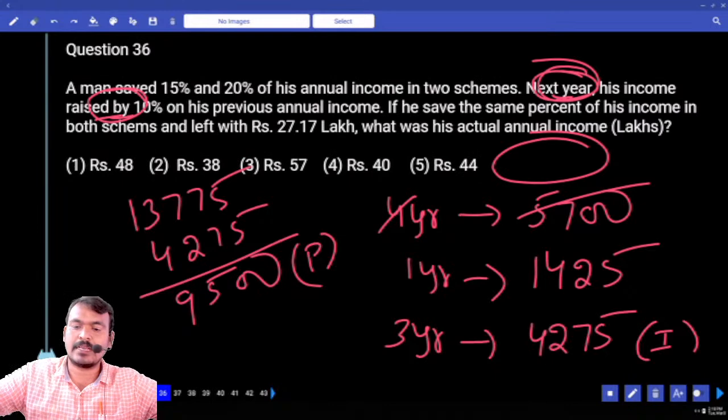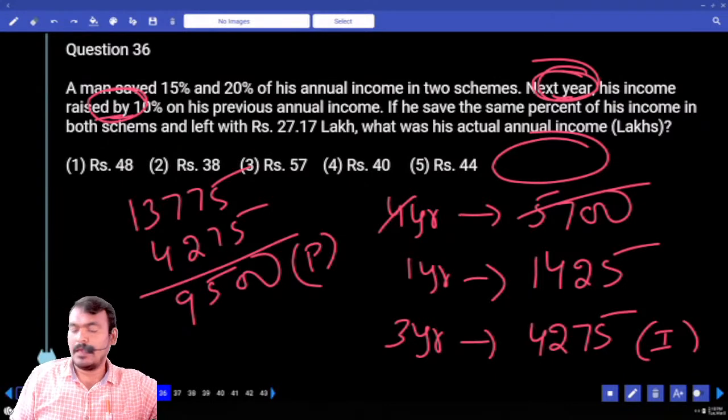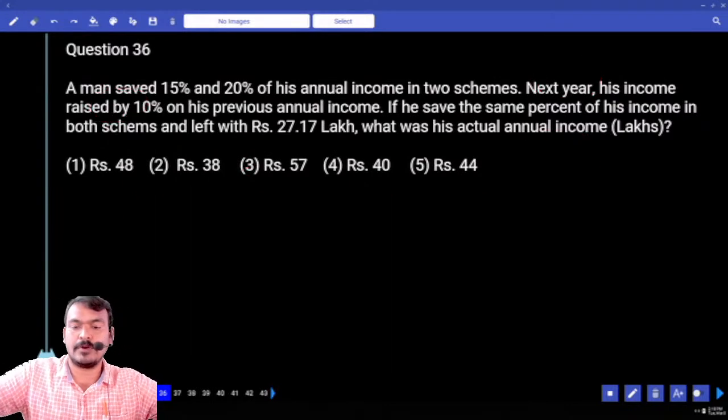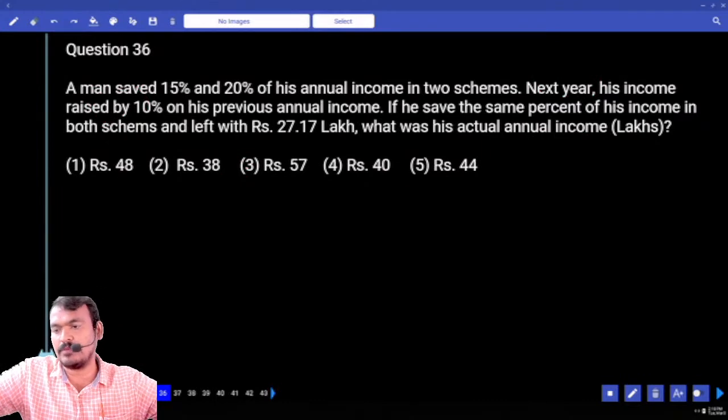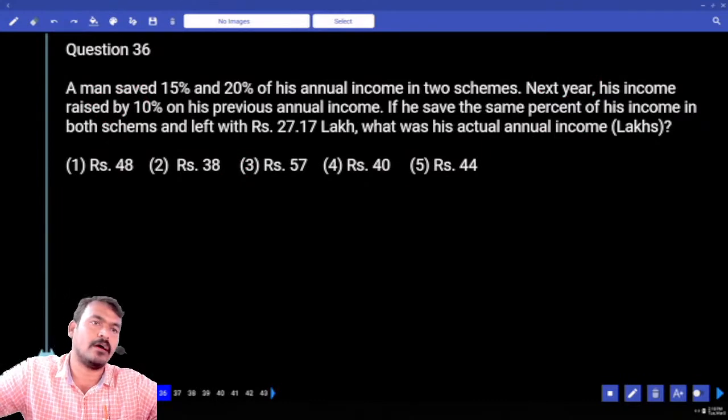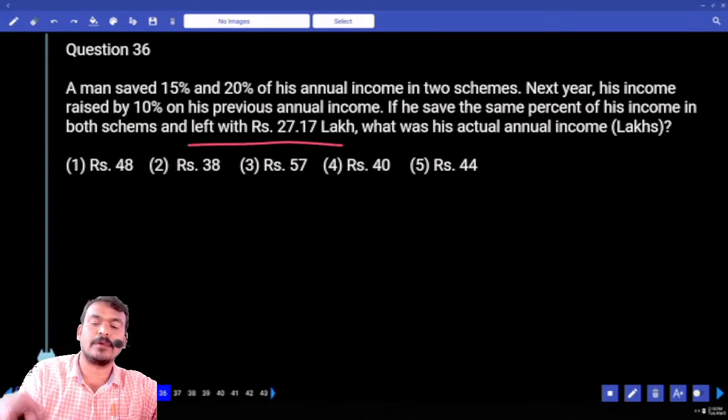Next question number 36. A man saved 15% and 20% of his annual income in 2 schemes. Next year his income is raised by 10% on his previous annual income. If he saves the same percent of his income in both the schemes, he was left with how many rupees?